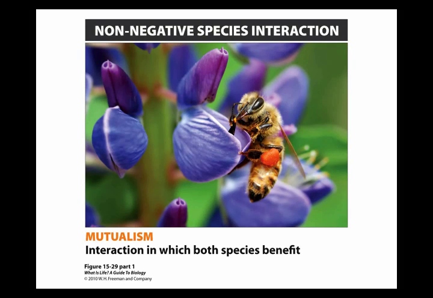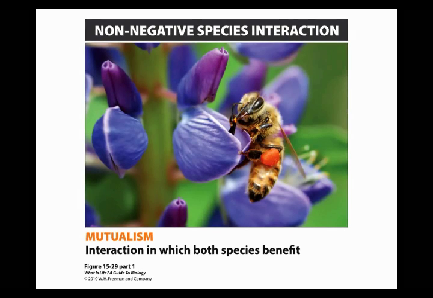All right, so as we finish up here at the end of the chapter, we see non-negative species interactions. Sometimes this is called symbiosis. In the case of mutualism, this is where we have an interaction where both species benefit.